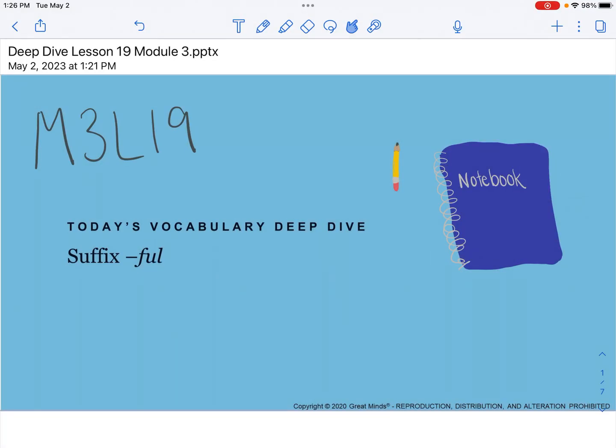Hi, second graders. Today we are on the deep dive for Module 3, Lesson 19. Today we are going to look at the suffix ful or full. You will need your notebook and a pencil today.